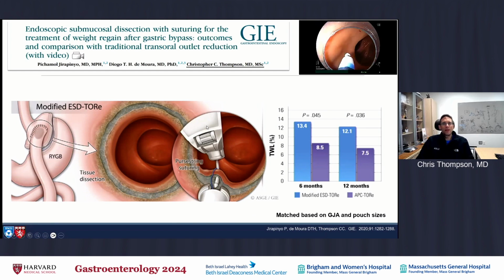But you don't stop. We keep getting better. So now we have a procedure that actually does better than surgery. We're getting substantially more weight loss than surgery in revising gastric bypass. And this is called the TOR Plus or the ESD TOR. There's different names for it out there.